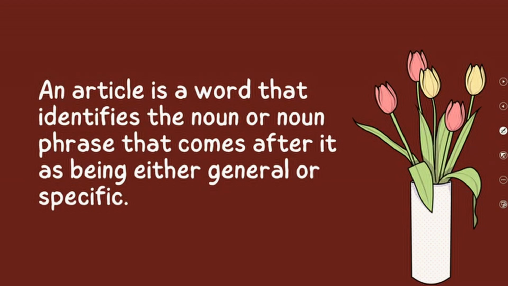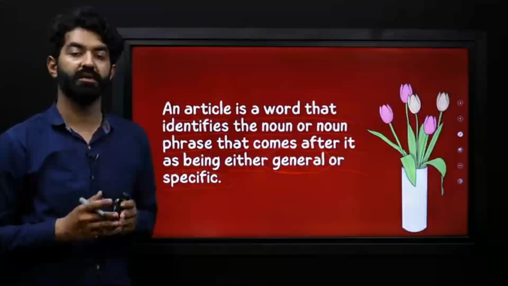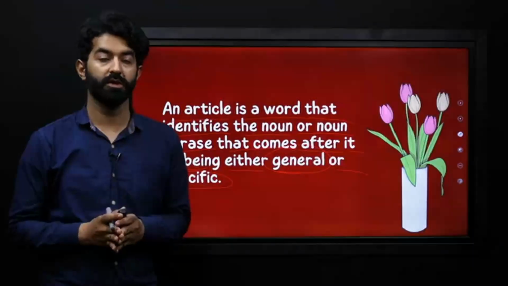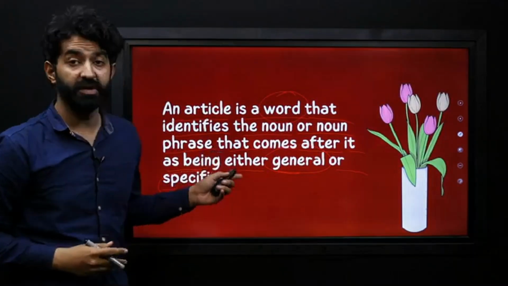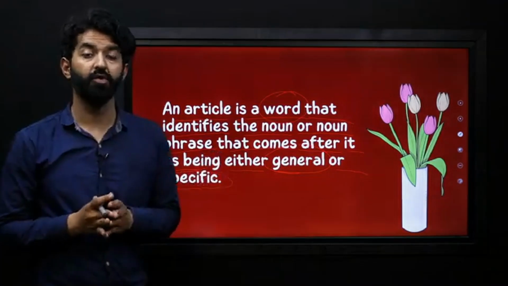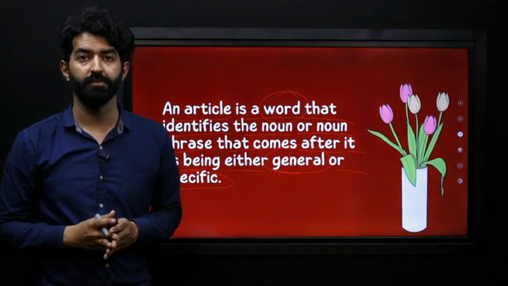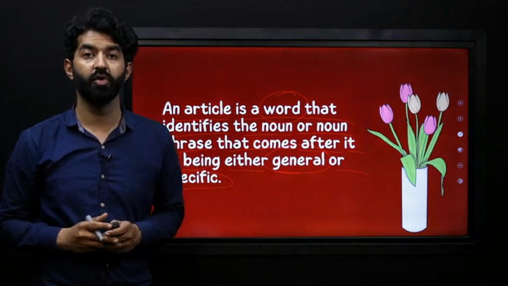Let's read the definition. An article is basically a word that identifies the noun or noun phrase that comes after it as being either general or specific. So in both these conditions, in general and in specific, we use some words which will identify our noun or any noun phrase. So this was the definition of an article.